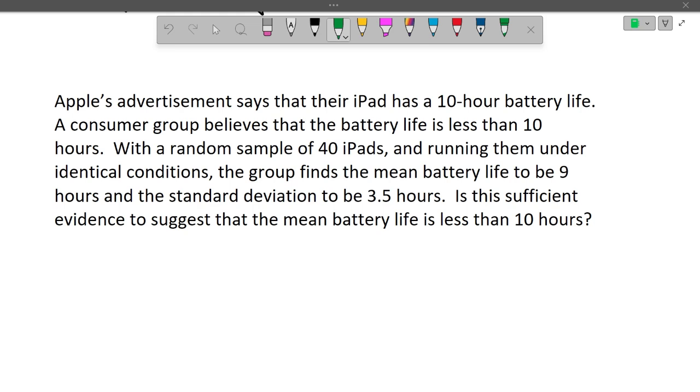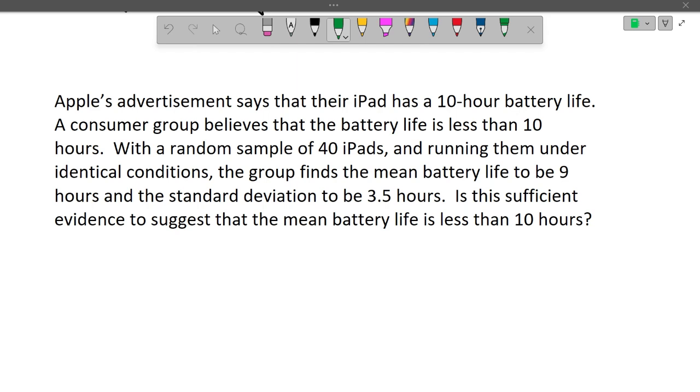Apple's advertisement says that their iPad has a 10-hour battery life. A consumer group believes that the battery life is less than 10 hours. With a random sample of 40 iPads, running them under identical conditions, the group finds that the mean battery life is 9 hours and the standard deviation is 3.5 hours. Is this sufficient evidence to suggest that the mean battery life is less than 10 hours?